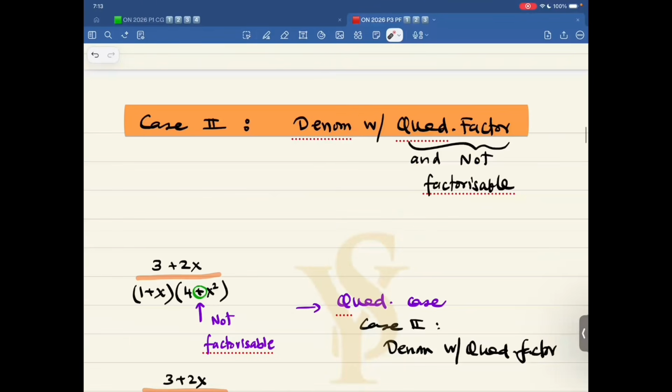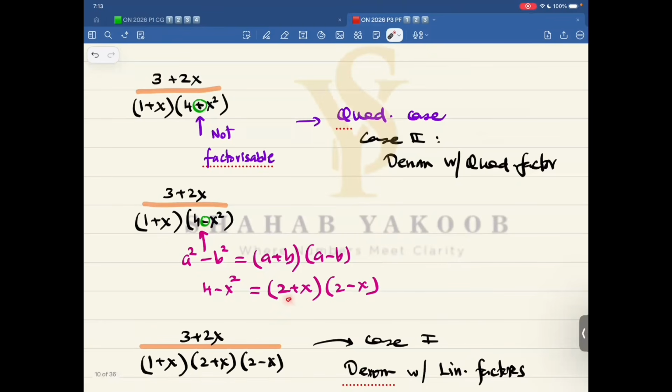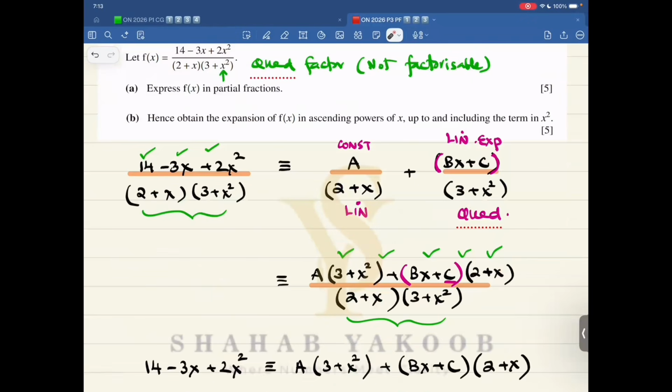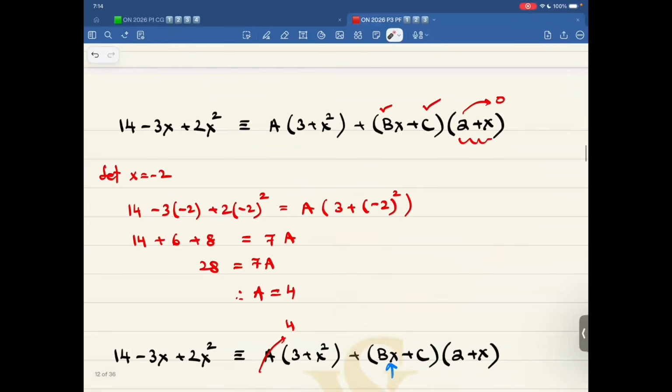Then we started case number two, a quadratic factor, a factor which is not factorizable. If it's factorizable, something like 4 minus x square, it would break up into linear factors. 4 plus x square cannot be factorized. How would we write it? Linear factor at the bottom, constant at the top. Quadratic factor at the bottom, a linear expression in brackets at the top, so that when we take the LCM, we make no mistakes. Rest of the story is simple.